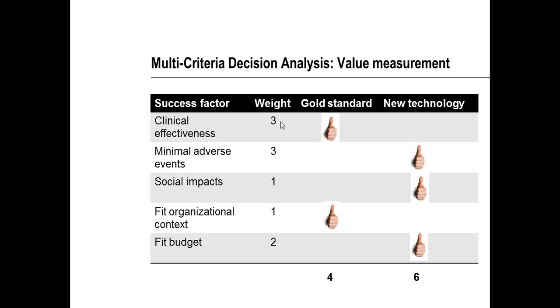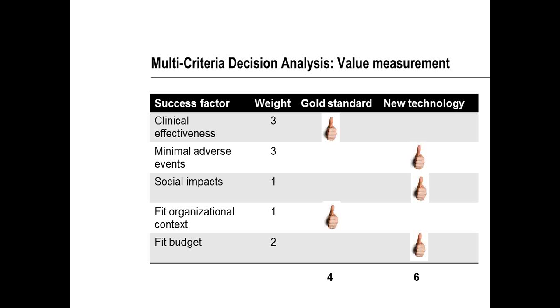For instance, in the most simple way, the clinical effectiveness receives the highest weight, as well as having minimal adverse events. Social impacts are important, but not as important as the previous ones. And what you can do then is just count the advantages, multiplied by the different weights. So the golden standard receives 3 plus 1, which is 4, and the new technology receives a score of 6. This means it's more likely that the new technology might be favored over the golden standard, so this would be an interesting new technology for us to consider.